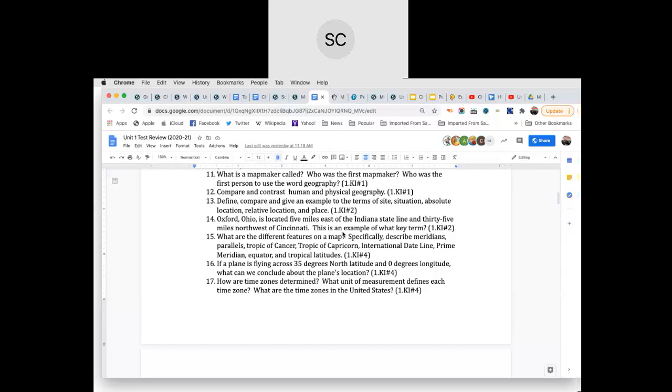14, Oxford, Ohio is located 5 miles east of Indiana state line and 35 miles northwest of Cincinnati. That's a great example of a situation. Again, it shows how places are relative to one another.